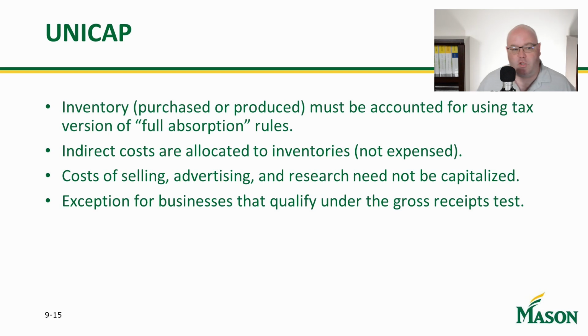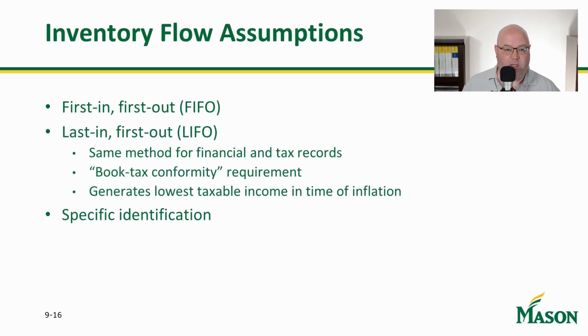Unicap. Okay. So Unicap is where we're talking about universal capitalization. Inventory must be accounted for using the tax version of full absorption rules. Indirect costs are allocated to the inventories. Costs of selling and advertising need not be capitalized. Exception for businesses that qualify under the gross income test. I'm not going to go too much into this. My thought is, the slide kind of describes what it is, and we're getting kind of short on time.